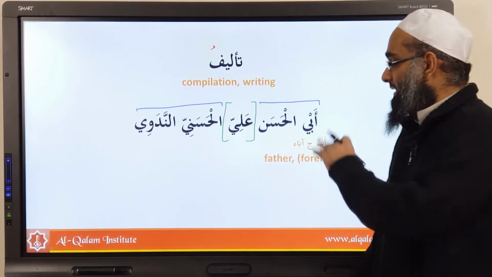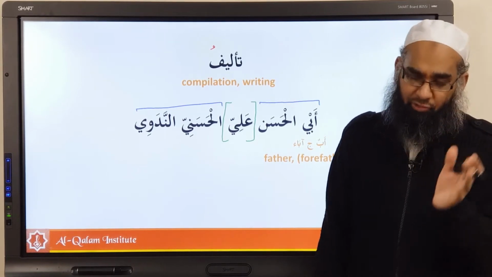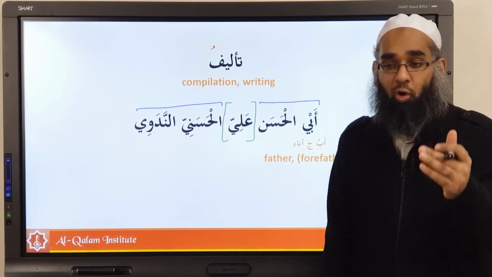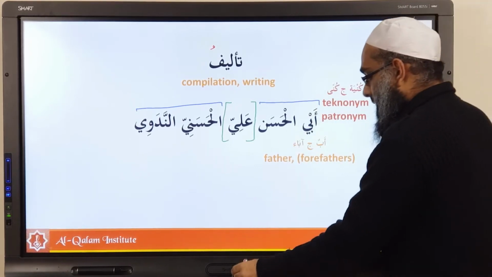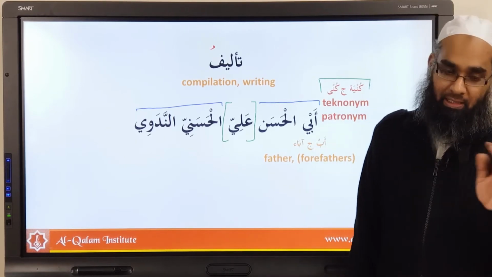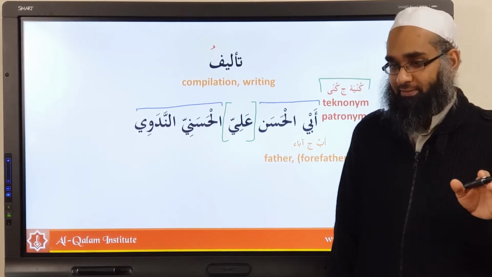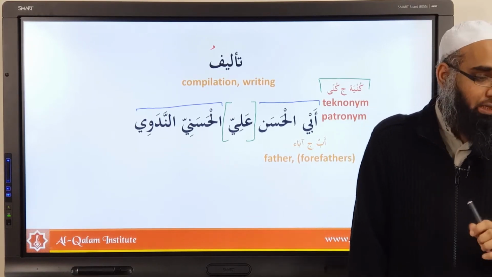Now this thing, when you have something before a name or after a name which says son of or father of, this is called in Arabic kunya. It's kunyatun, and the plural is kunan. Again, another little point: a lot of people say kunniya. That's wrong. It's not kunniya, it's kunya. Okay? What is it? Kunya.